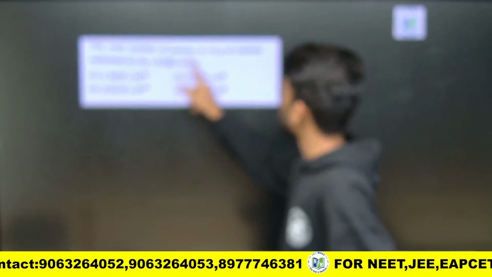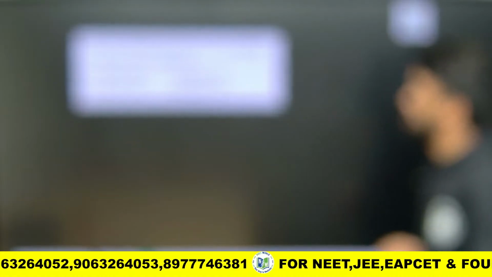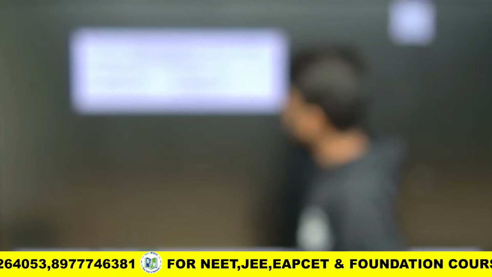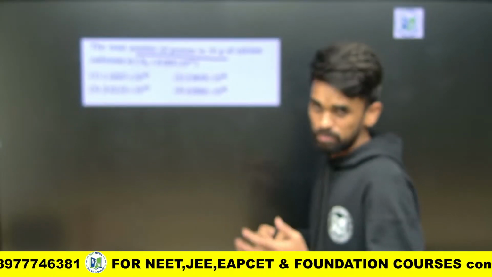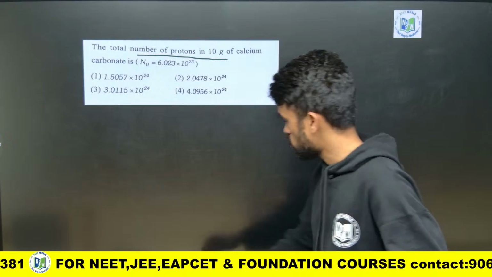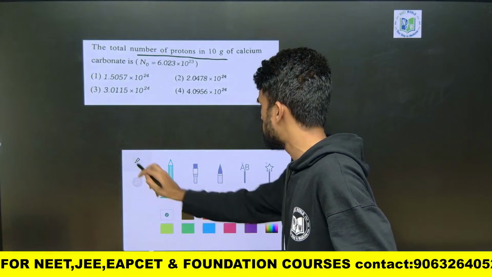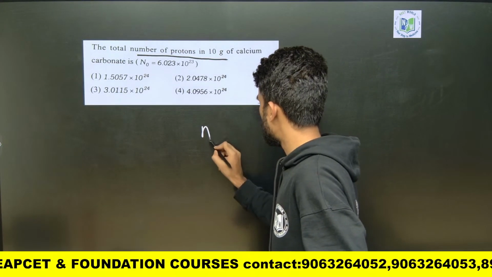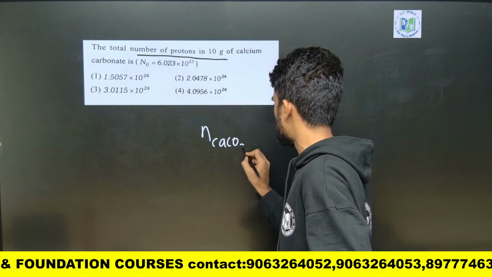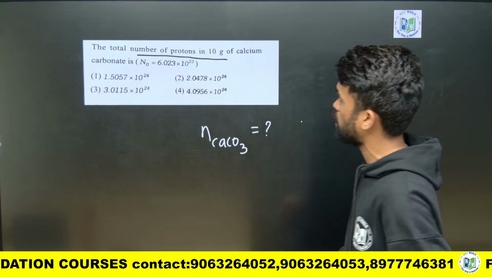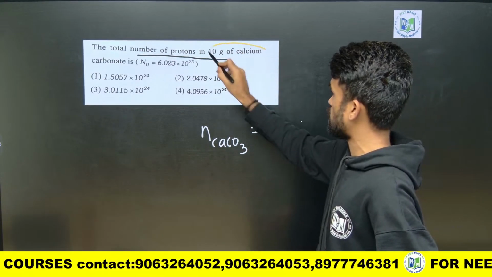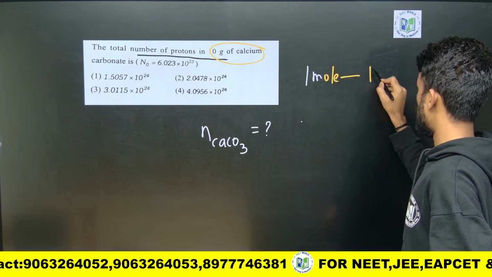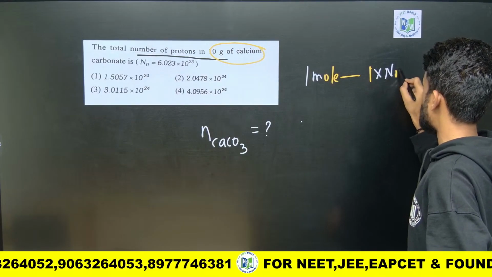See, the question is: the total number of protons in 10 grams of calcium carbonate. So how can we do this? Given is 10 grams of calcium carbonate, so we need to convert the given weight into number of moles. First of all we need to find the number of moles of calcium carbonate. Why? Because once we know the number of moles, we know 1 mole of calcium carbonate contains 1 into Avogadro number of calcium carbonate units.